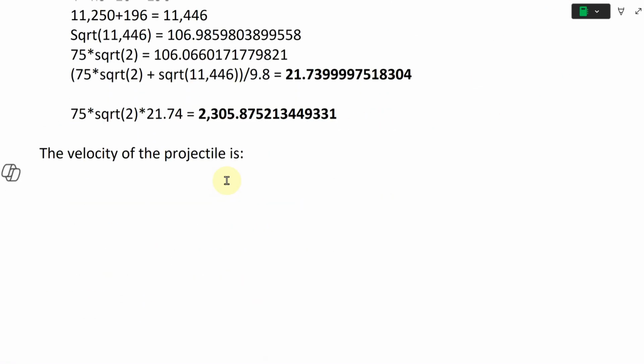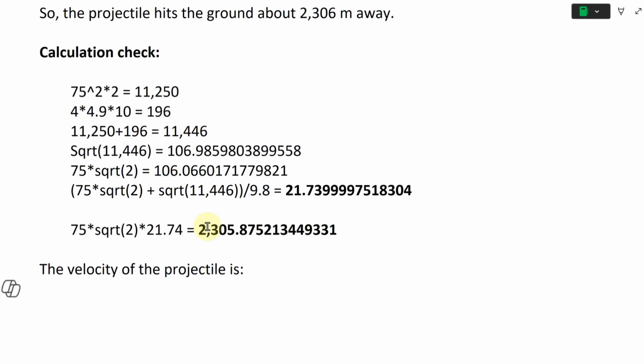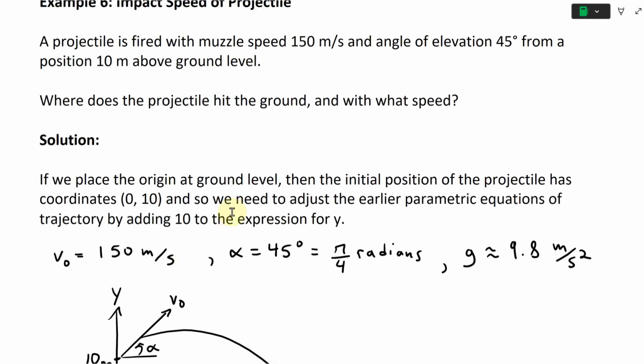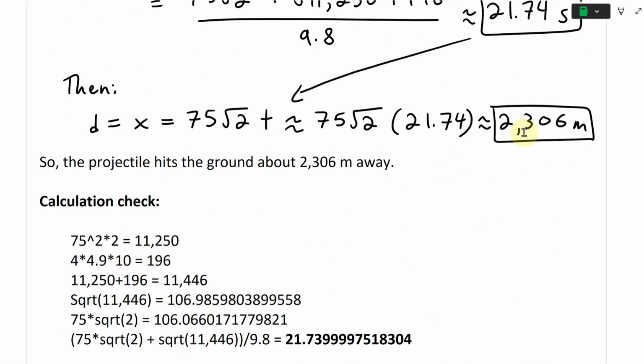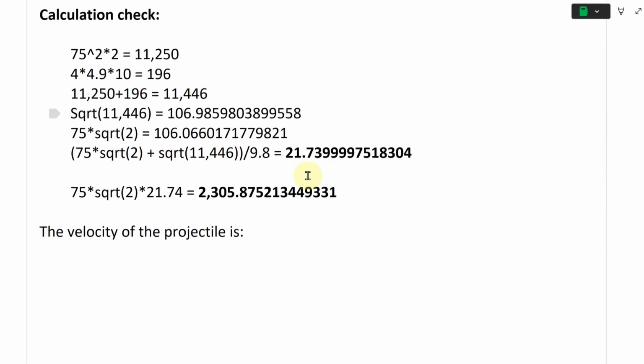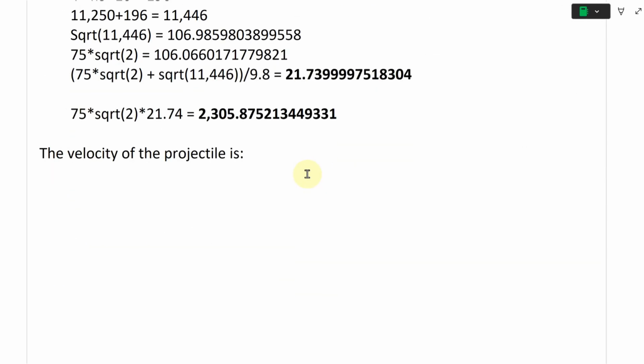Alright, now the next part of the question is actually on the velocity of the projectile. Remember, we were asked where the projectile hits the ground, and with what speed. So we need to find the actual speed hitting the ground. We have the distance right here, about 2,306 meters. Now we need the velocity. Well, the velocity of the projectile is just the derivative of the position vector.